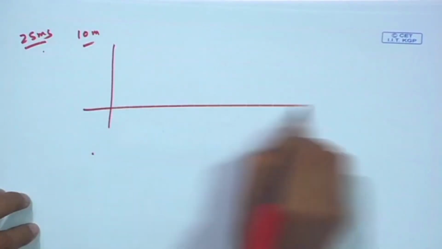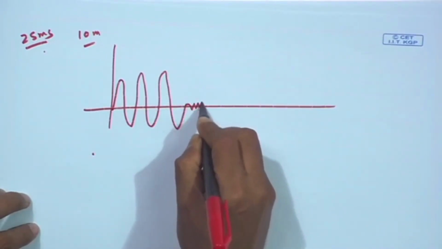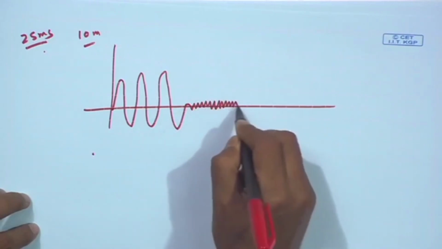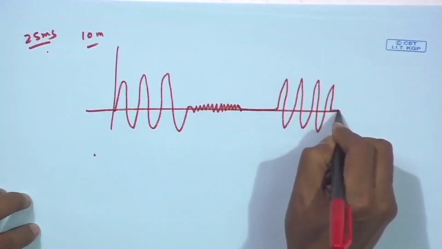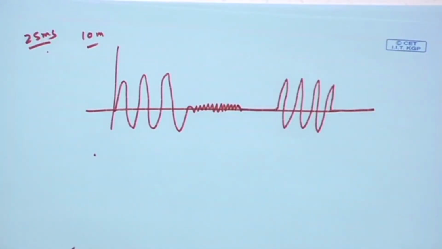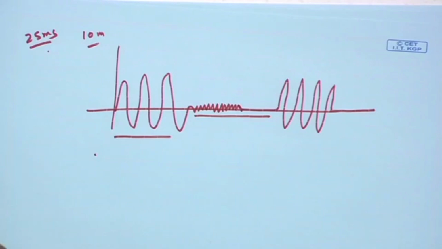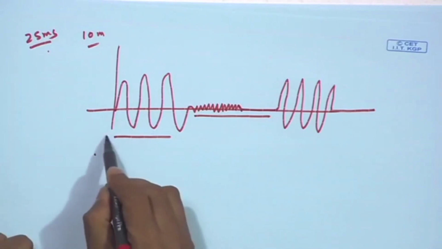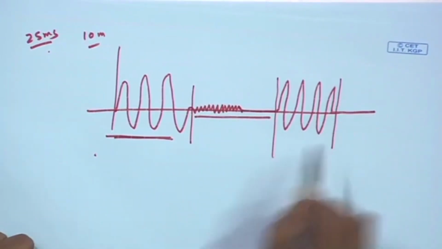So, suppose, let us come to the application side. Suppose I have a speech signal, there is a voicing, then there is a noisy part, then there is a silence part, again there is a voicing part and then again there is a silence part. Now, suppose I want to find out which part is the voicing part and which part is unvoiced or silence part. I want to distinguish between these, I want to mark this point and this point.